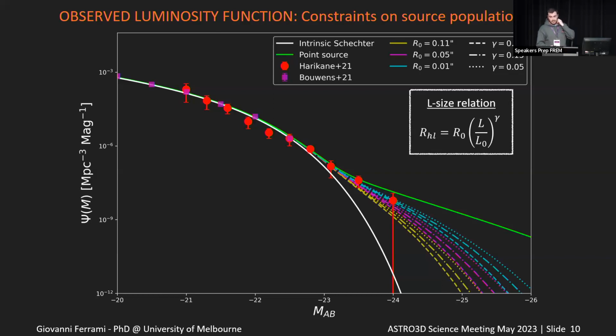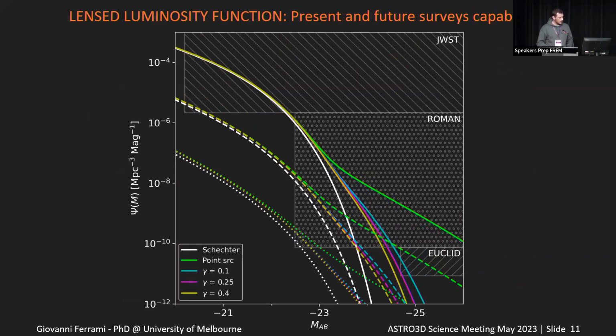You can see that the data points are not constraining much here, especially the right one. But in the future, there could be an interesting way to probe the intrinsic size of the sources through an indirect measure of the lensing of the luminosity function. And here I just plotted another graph with a similar result, in solid, dashed and dotted lines, for redshift 7, 11, and 14. And I'm also overplotting the phase space that different surveys will be able to probe.